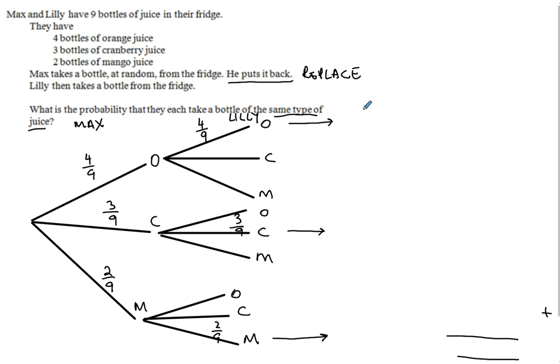So 4 times 4 is 16 out of 81. That would be 3 times 3, which is 9 over 81. This is nice, so denominators are all the same. 2 times 2 is 4. 9 times 9 is 81. And then you just add them. So you've got 16 plus 9 is 25, plus 4 is 29. So you get 29 out of 81.